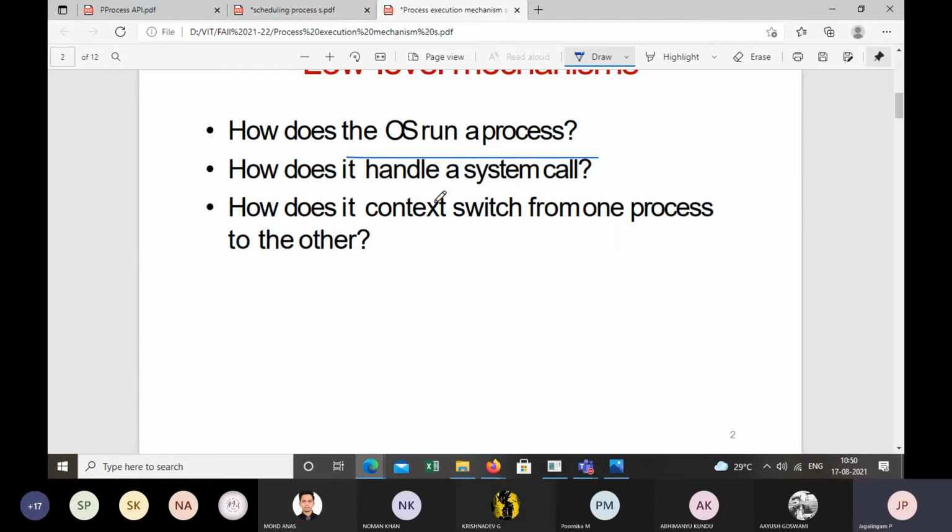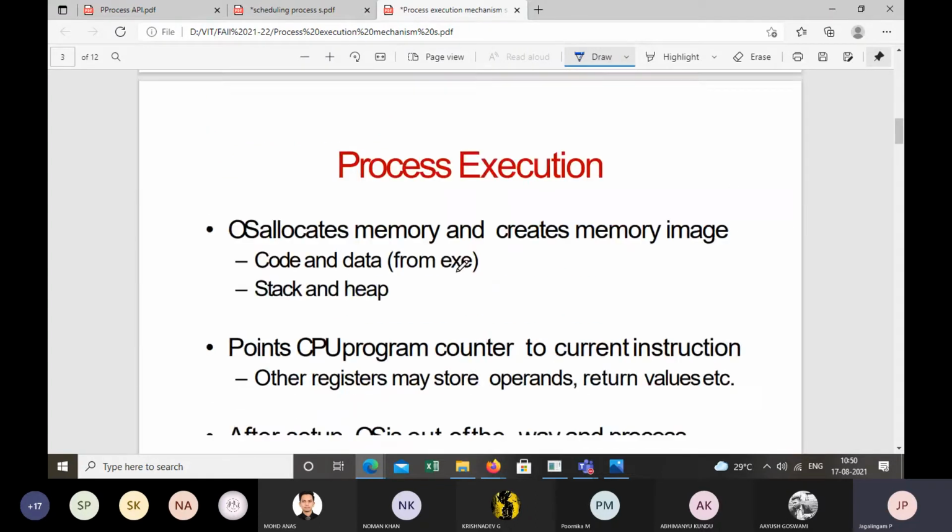Now, in the last class, we tried to understand how operating system run a process. We tried to understand the mechanism of how the operating system run a process, and then we also tried to understand the mechanism how the operating system handles a system call, and then we discussed what happens when we make a move from one process to the other process. That we call it as context switch, right?